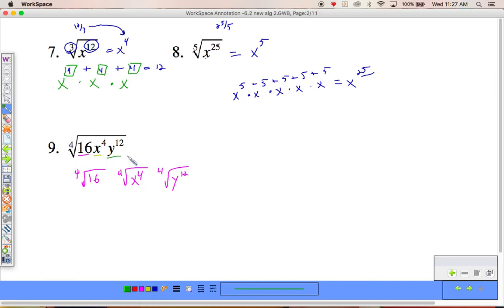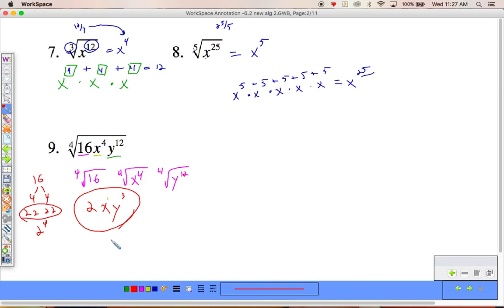All right, if I don't see 16, I'm going to do a factor tree. So the 4th root of 16, I'm looking for a group of 4, is 2. The 4th root of x to the 4th, I divide 4 by 4, and I get x to the 1st, which we normally don't write. Then lastly, 12 divided by 4 is y to the 3rd.